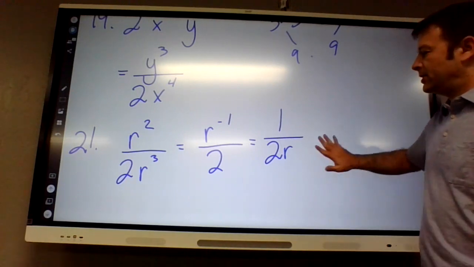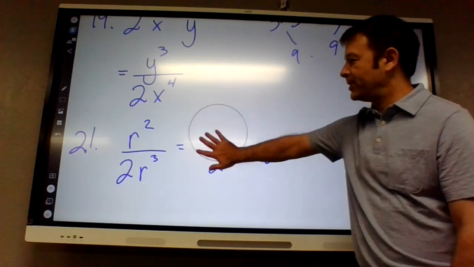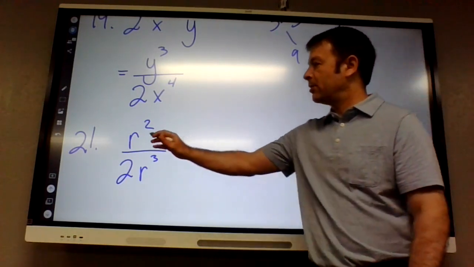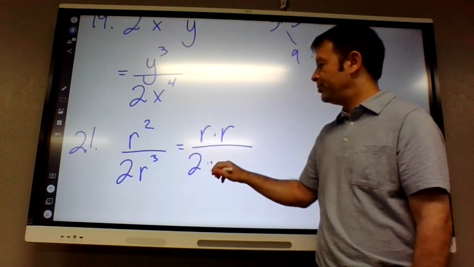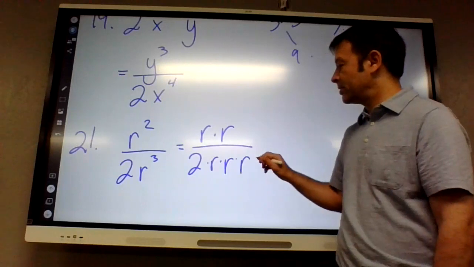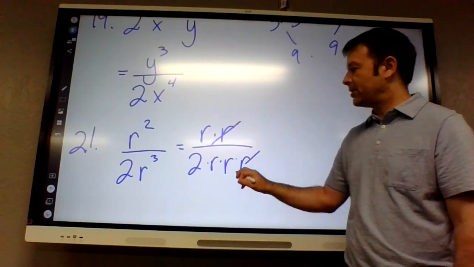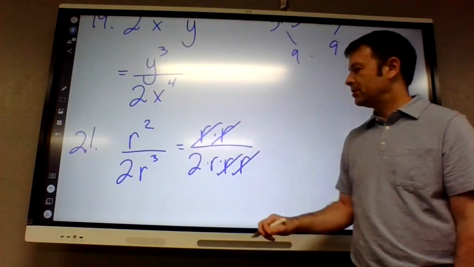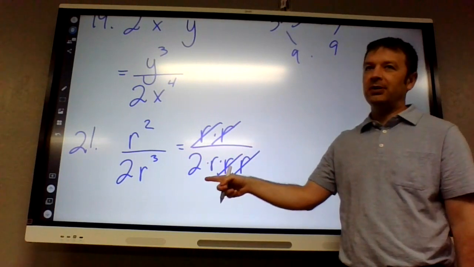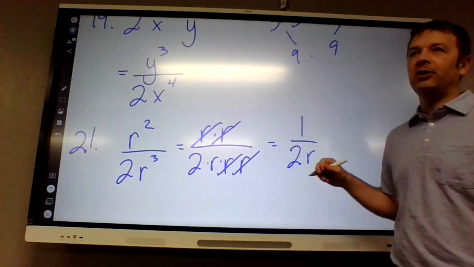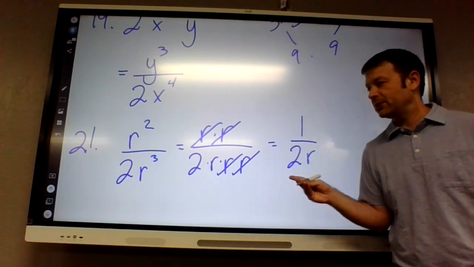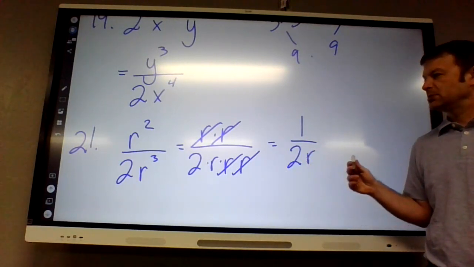That is the answer. Let me re-explain why that works. R squared means r times r. R cubed means r times r times r. And these cancel out. So it's 1 over 2r. We already had the answer. I'm just re-explaining it. I'm just writing this down.